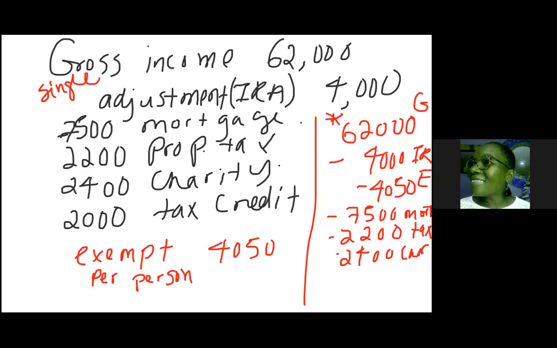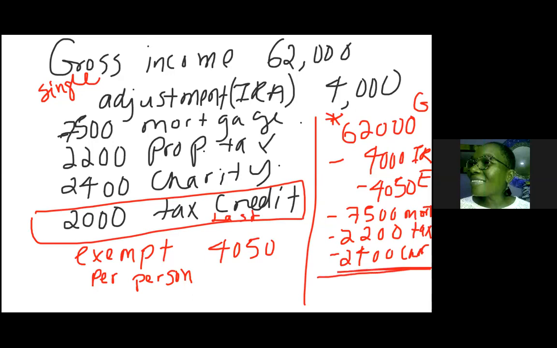Next, guys, we've got a tax credit. The tax credit is the last step to the problem. This gets applied last. This is the last thing you do when you're calculating these taxes. That's the last step. So now grab your calculators, guys, and start subtracting all these numbers.